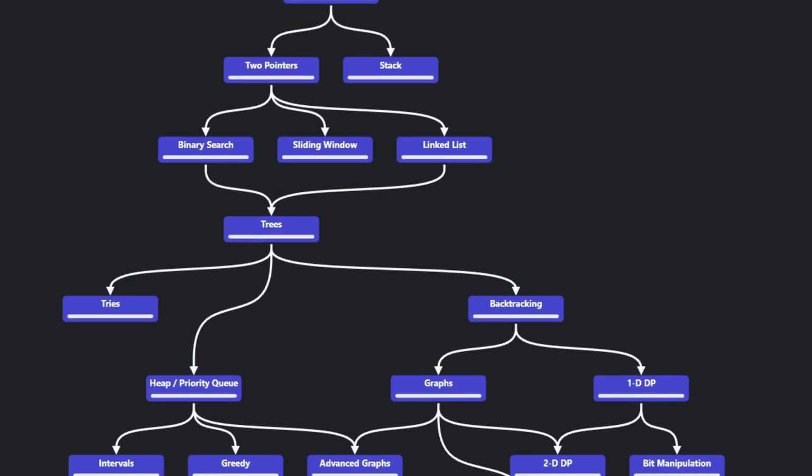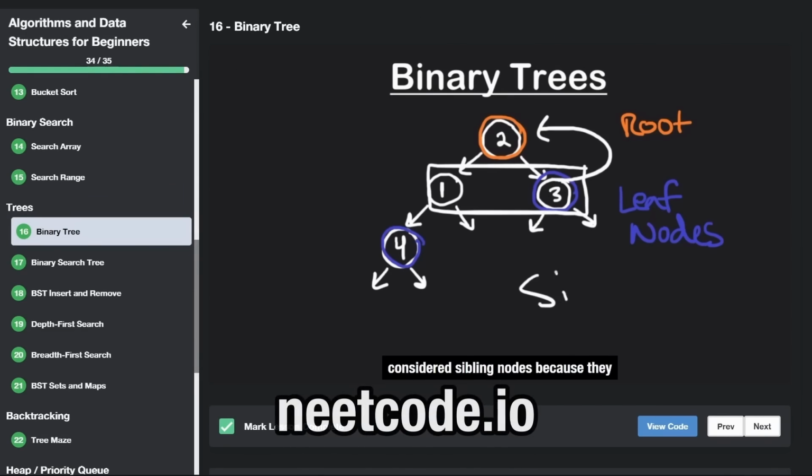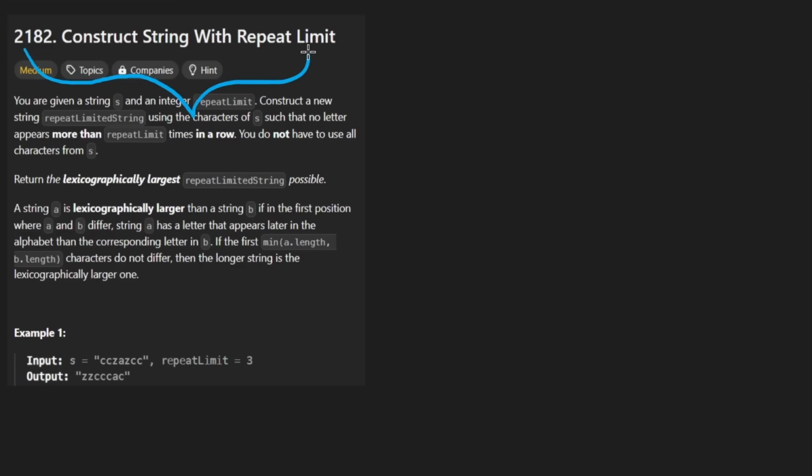Hey everyone, welcome back, and let's write some more Leetcode today. So today let's solve the problem, construct string with repeat limit.